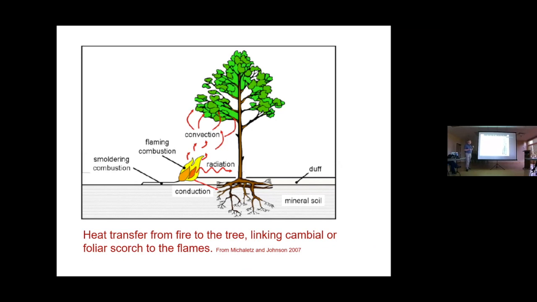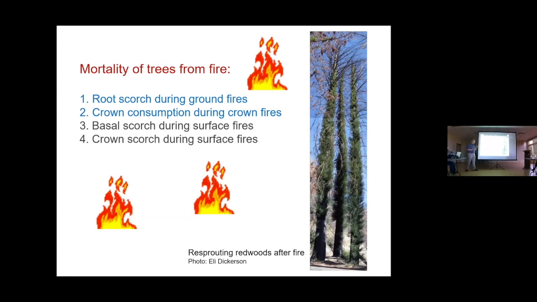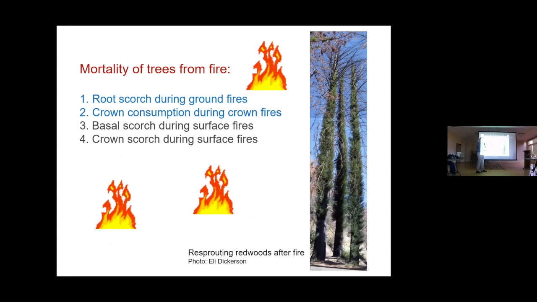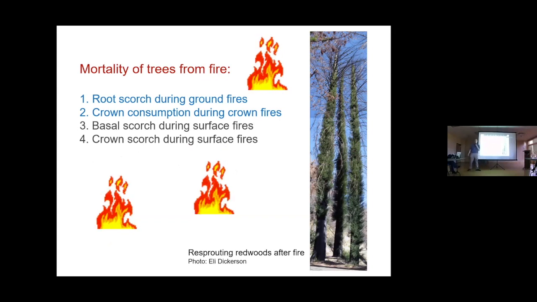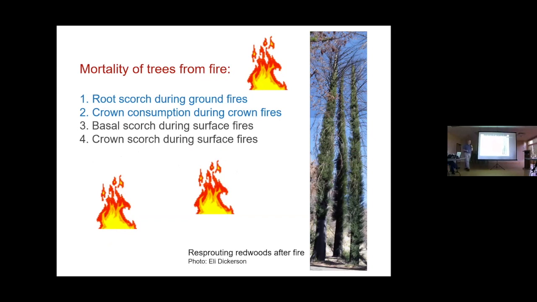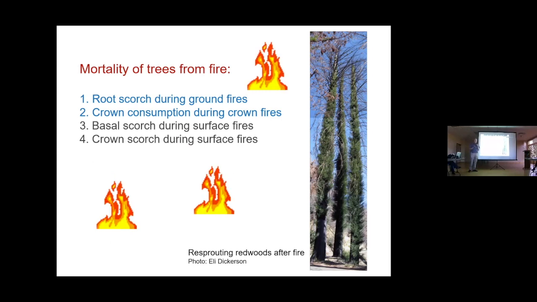So, mortality of trees from fire. There's root scorch if the fire goes down in the ground. There's crown consumption during crown fires. There's basal scorch, in other words, girdling the tree at the base in surface fires, and crown scorch in surface fires. And you see here some redwood trees that were scorched in a fire, and they are responding with thousands of new branches sprouting out of the trunk. Whoever knew redwood trees could be that resilient. I can pretty much guarantee you our trees in Minnesota will not do that.